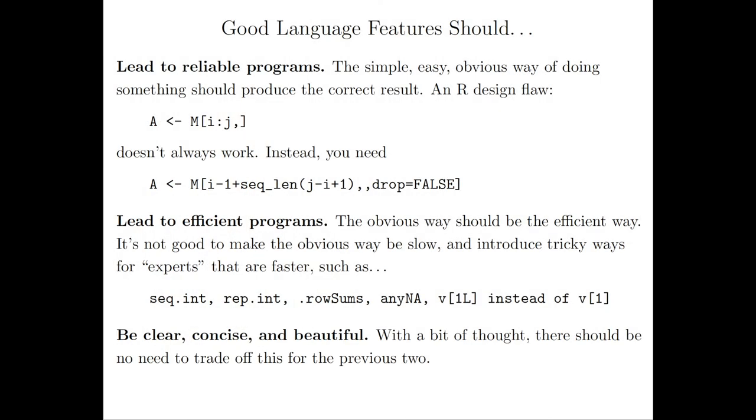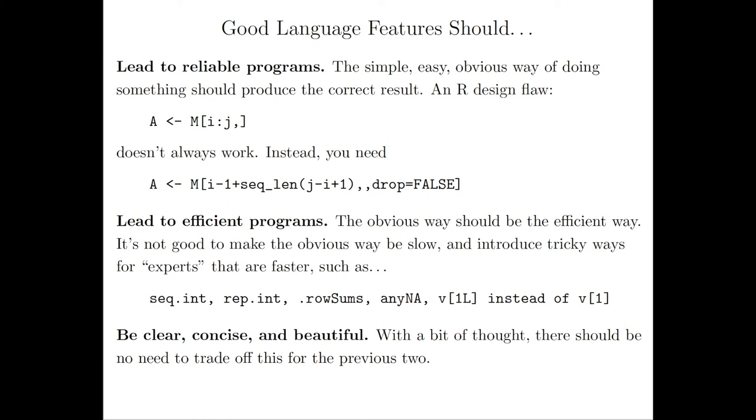So first of all, some sort of philosophy of what language features should be like. First of all, I think it's important that the way the language is set up leads to reliable programs. And that means that we want the simple, obvious way to do something to also produce the correct answer. So this is an area where R has some design flaws.